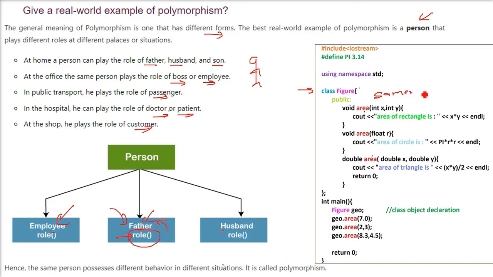The names are the same. But when we make the object of this class, which is called geo, and we are calling area, the names are the same, area. Now, which function is going to be called? This will be decided at compile time: whenever you pass an integer, it will go to the first function. Lastly, with both double, it will go to the third function.